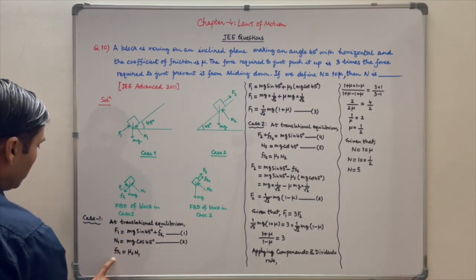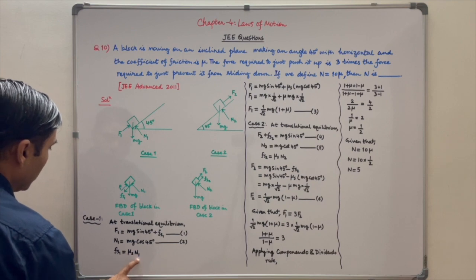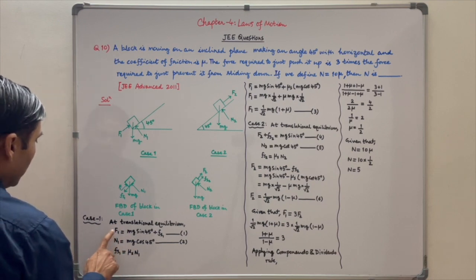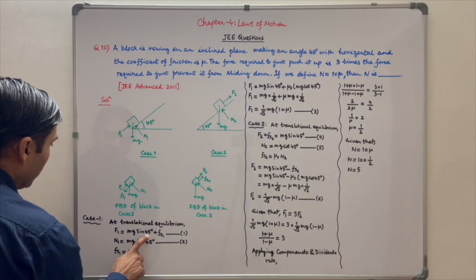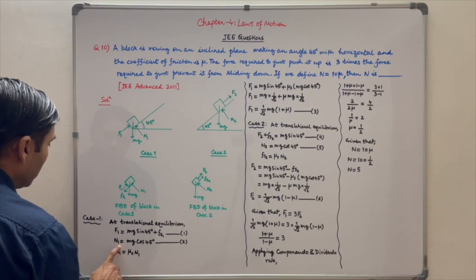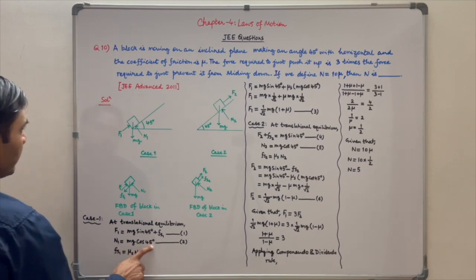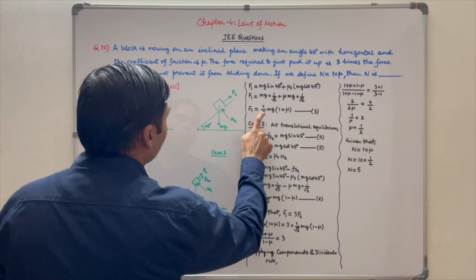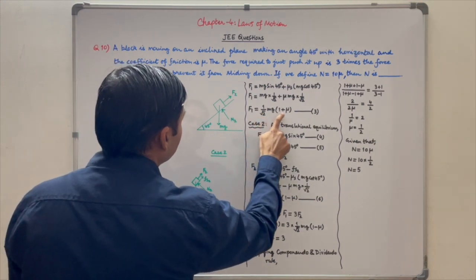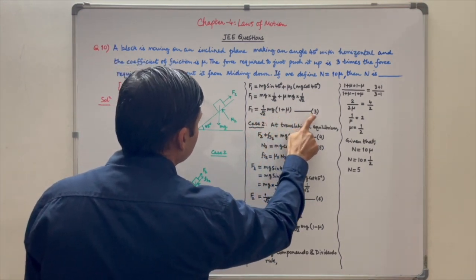We know that Fs1 is equal to mu s into N1. From equation 1, F1 is equal to mg sin 45 plus Fs1. Put Fs1 is equal to mu s into N1 and N1 is equal to mg cos 45. So we get F1 is equal to 1 by root 2 mg into (1 plus mu). This is equation number 3.